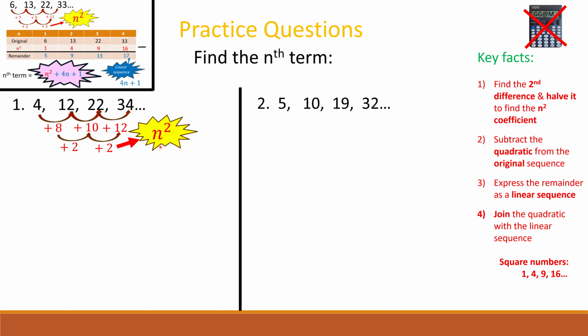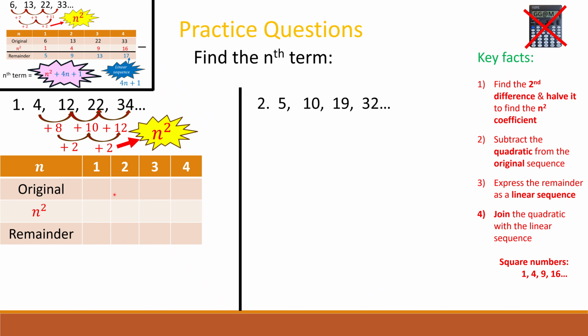Once we've got that value for n squared, we need to draw out the little table where you've got the original number, the n squared and the remainder, and the numbers 1 to 4. The original is the question, so the question gets written at the top. N squared are our square numbers which are written over here. So I've got 1, 2 squared is 4, 3 squared is 9, and 4 squared is 16.